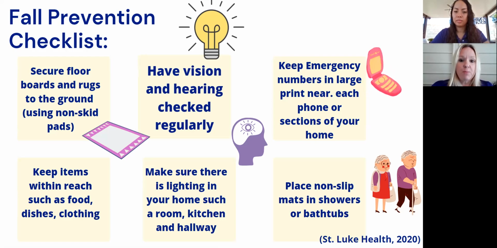If someone cannot properly see their environment, they may not notice things such as a rug crumpled up on the floor, or they may not notice that they're going to bump into something and then subsequently fall. Another thing to keep in mind is to keep emergency numbers in large print near their phone or in sections of the home.